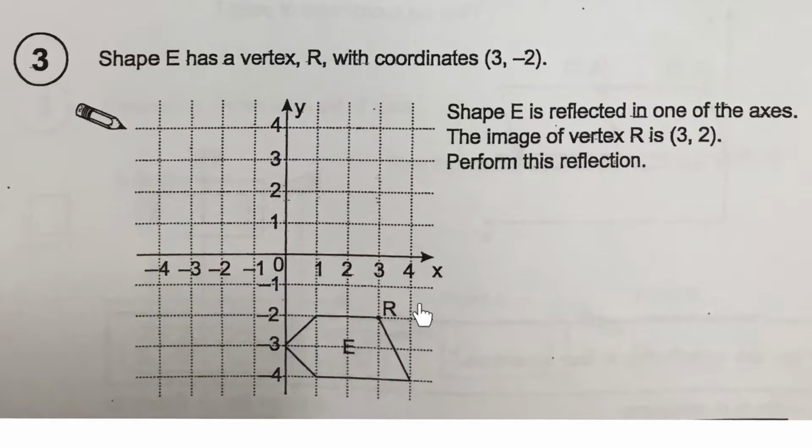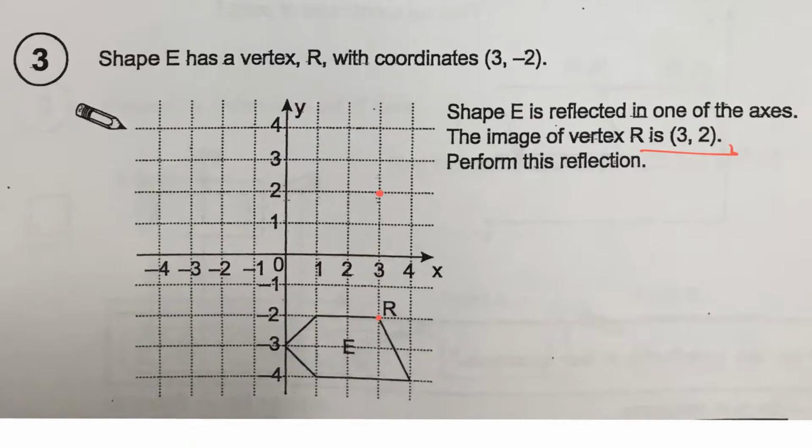So after the shape has been reflected, this point now is at (3, 2). So this point here, it was at (3, -2), but now it is at (3, 2). So along the corridor to 3, up the stairs to 2. So it is over here.